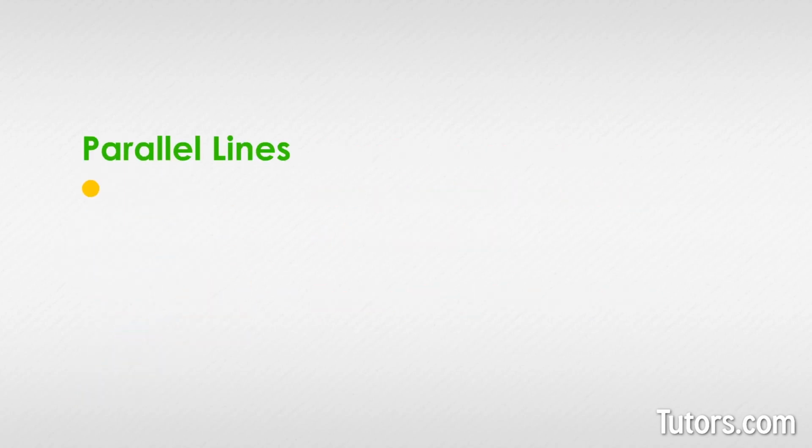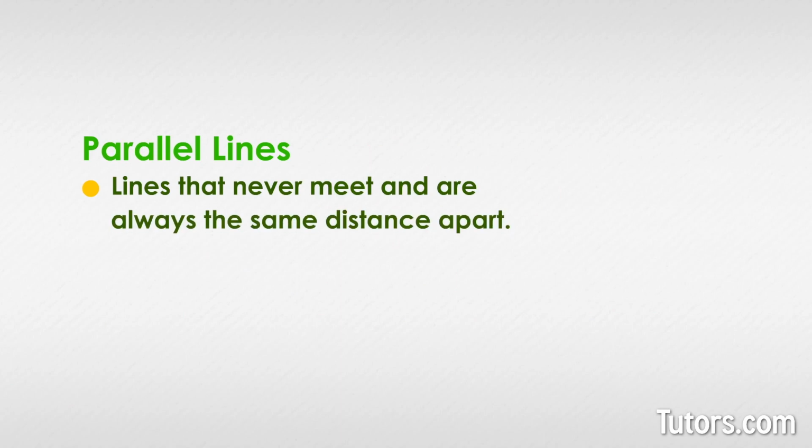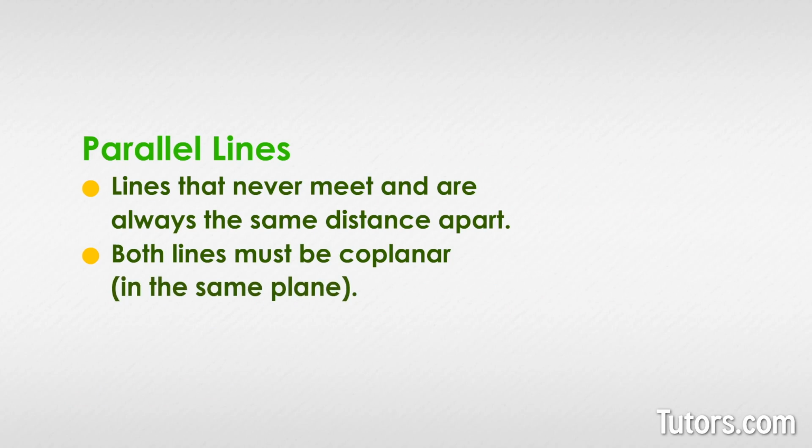Two lines are parallel if they never meet and are always the same distance apart. Both lines must be coplanar, which means in the same plane. To use geometric shorthand, we write the symbol for parallel lines as two tiny parallel lines, like this. JI is parallel to NX.